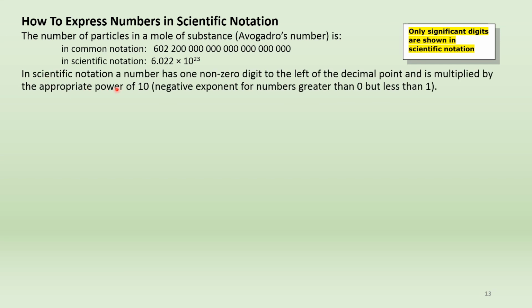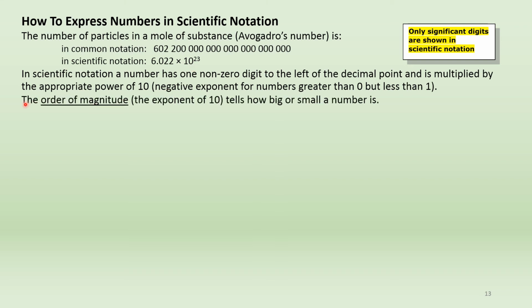So in scientific notation, a number has 1 non-zero digit to the left of the decimal and is multiplied by the appropriate power of 10. Now, if the original number was greater than 1, then the power of 10 will be positive. If, however, the original number was between 0 and 1, then the power of 10 will have a negative exponent.